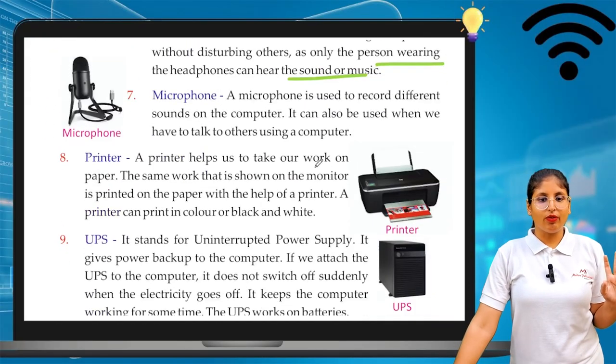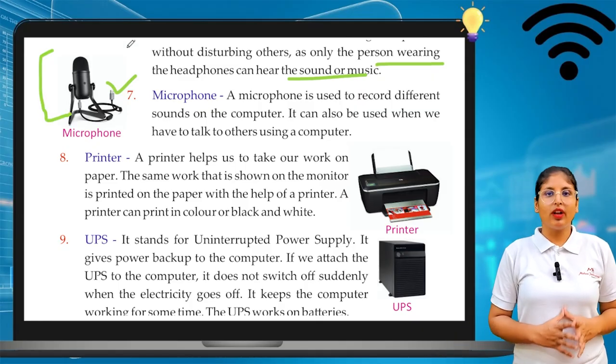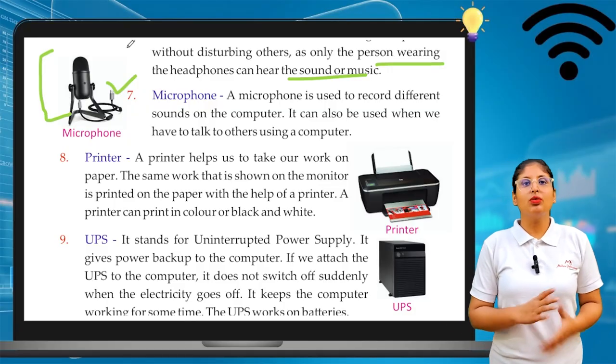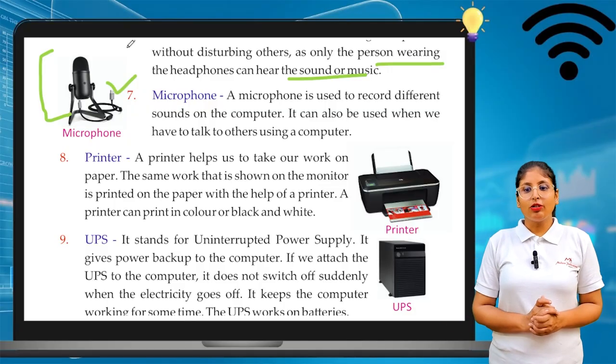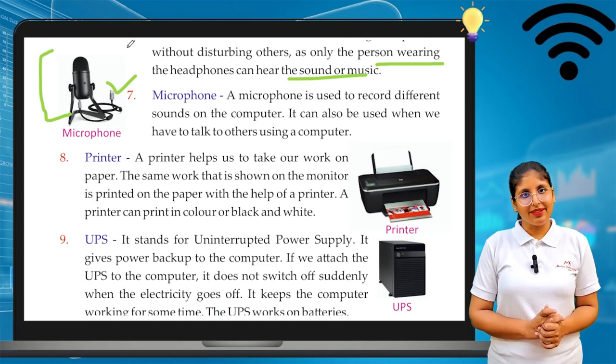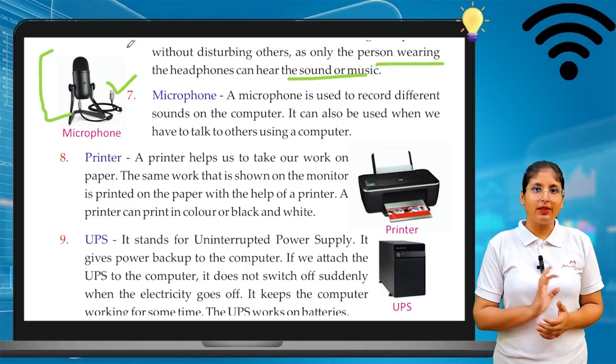Next is the microphone. The microphone looks like this. A microphone is used to record different sounds on a computer. If you want to record some sounds on the computer, we can use the microphone. It can also be used when we have to talk to others using a computer. Mostly it's used to record something.